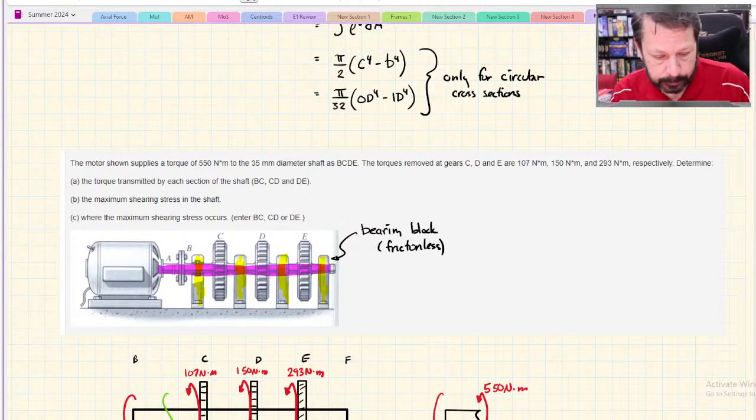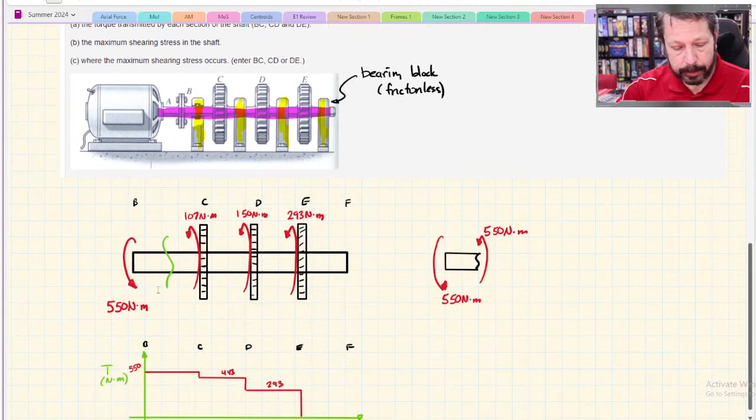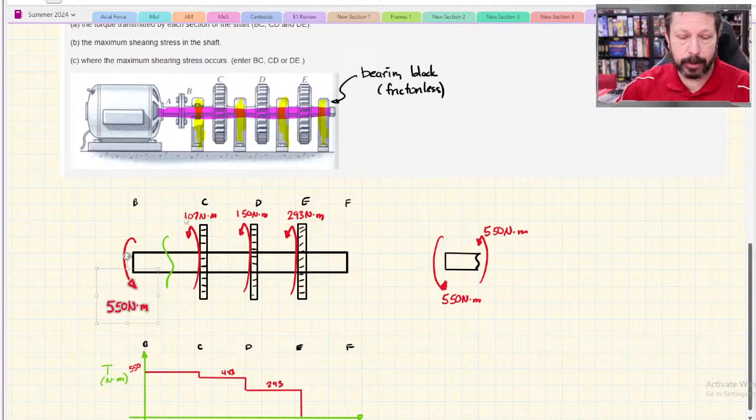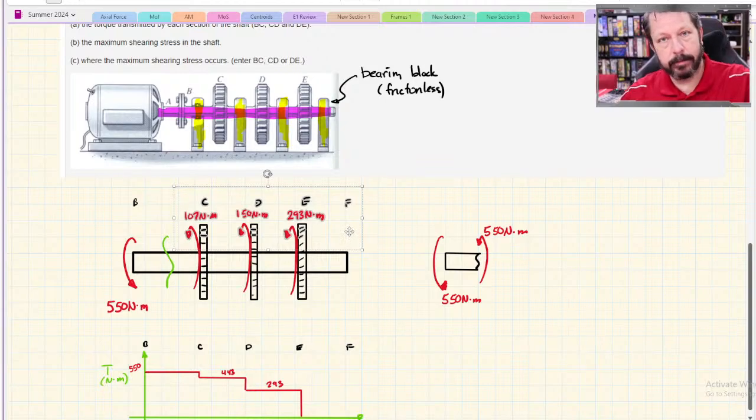And when you add them all up, 107, 150, 293, those add to the total amount into the shaft. This 550 is coming out of the electric motor into the shaft, and then it's getting divvied up to the different C, D, and E elements, whatever they are.